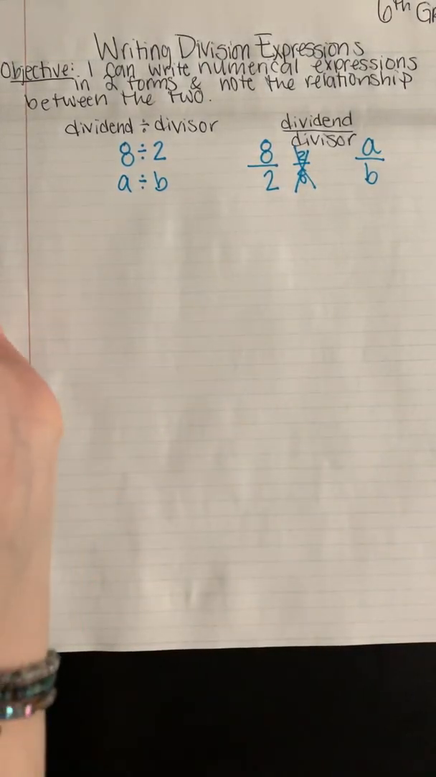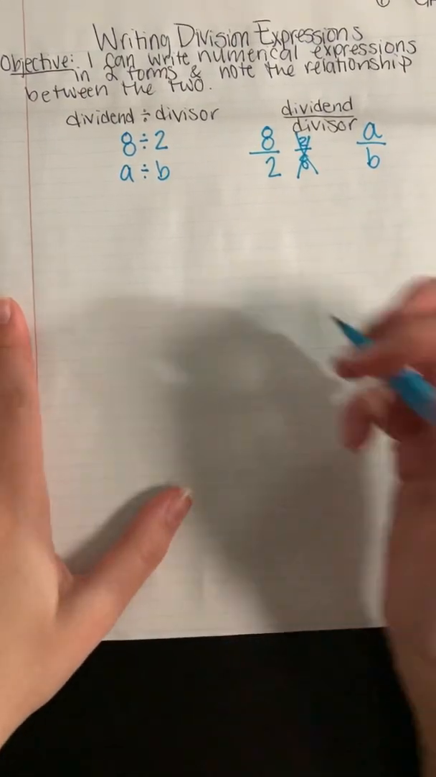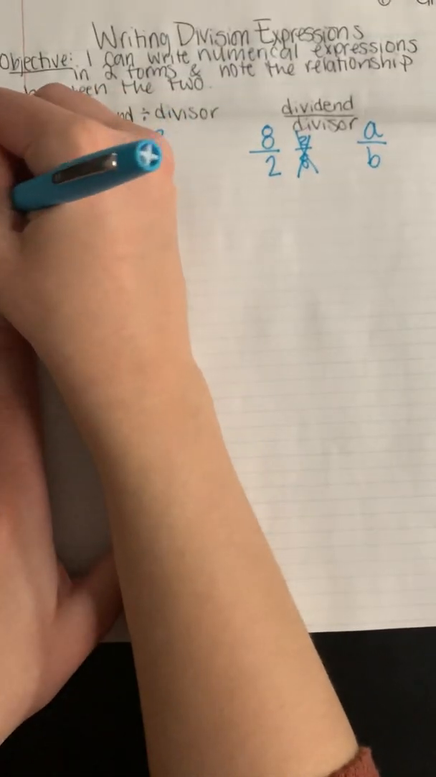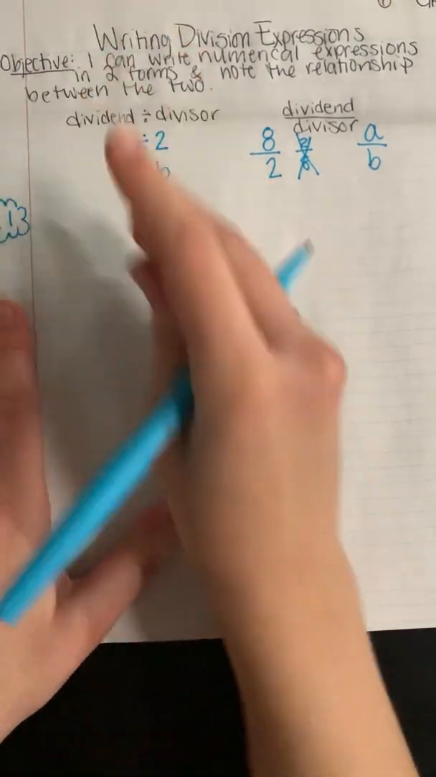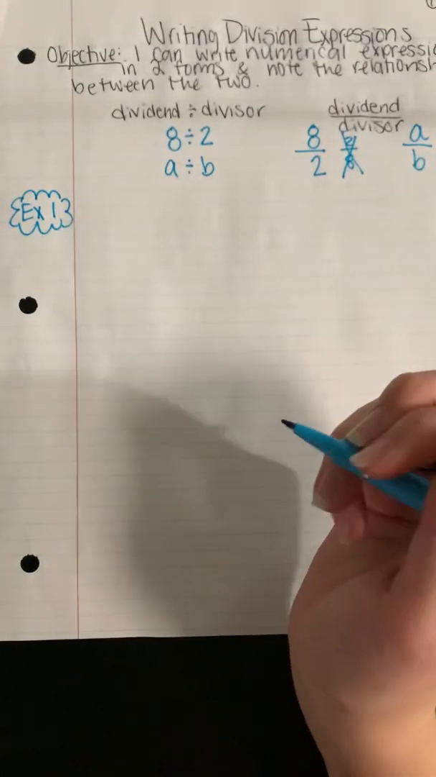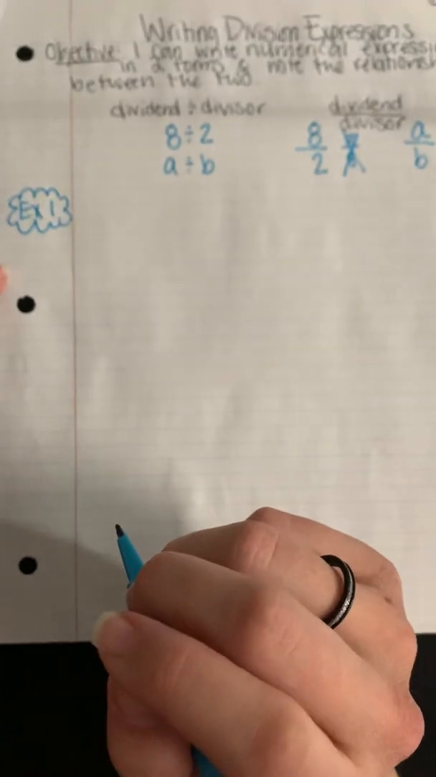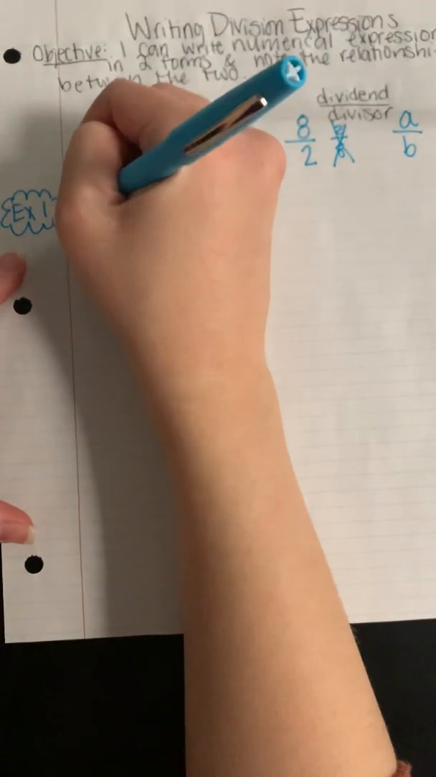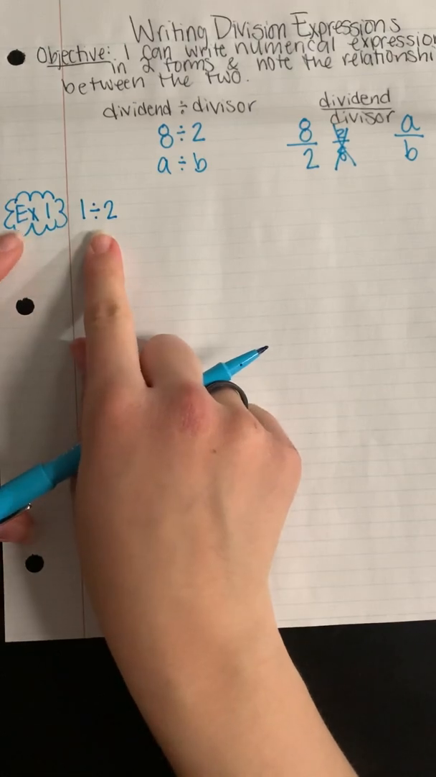All right, so now we're going to look at some models that help us show the same thing. For example 1, and we're going to be building this together, let's write an expression showing 1 divided by 2 without the division symbol.